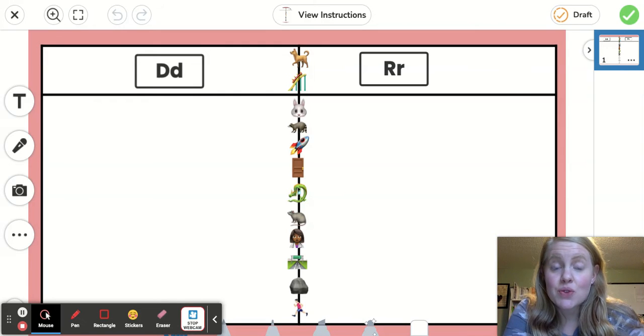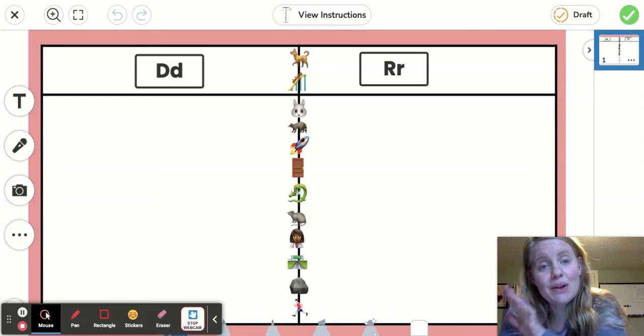So you have to sort all of those pictures into either the D column or the R column.